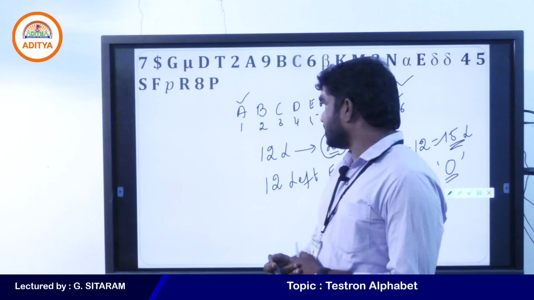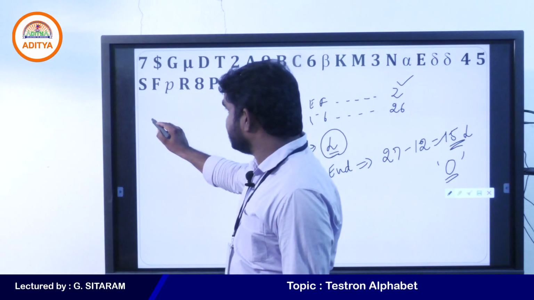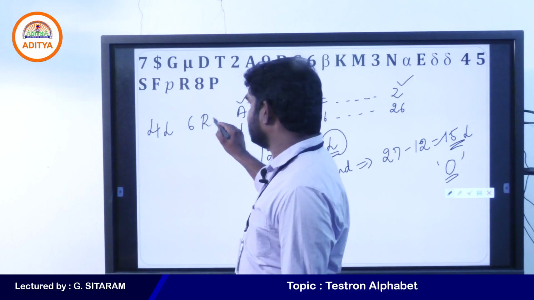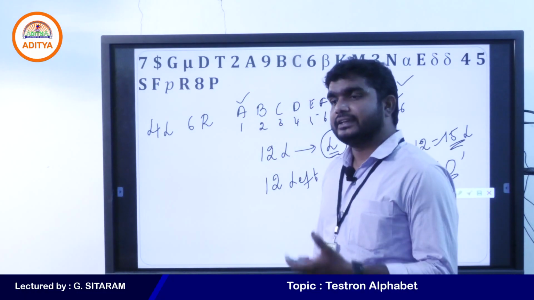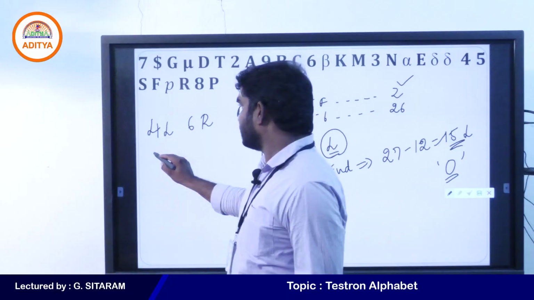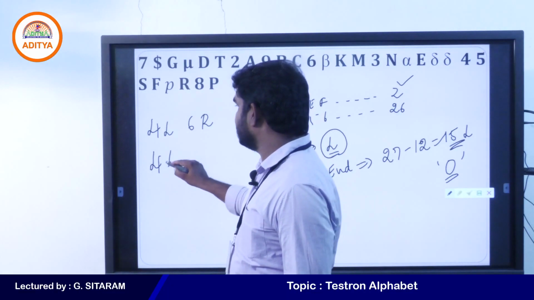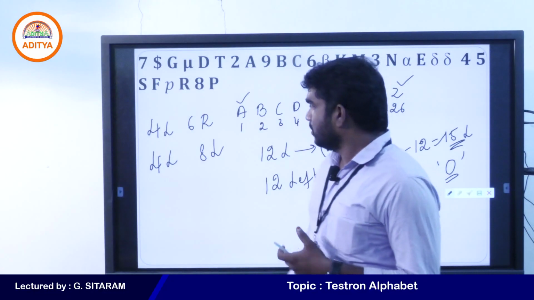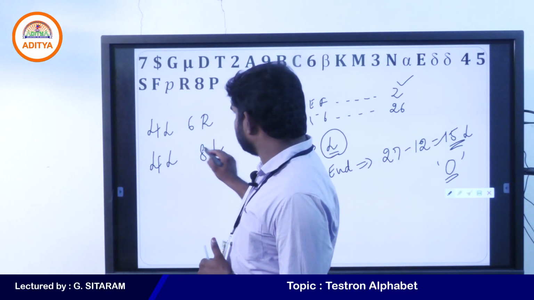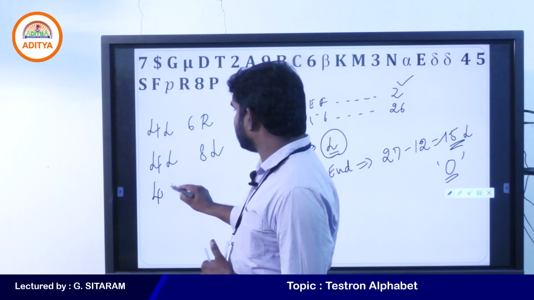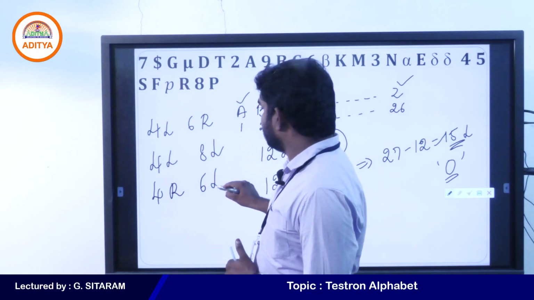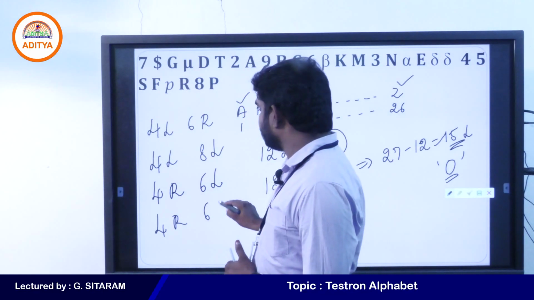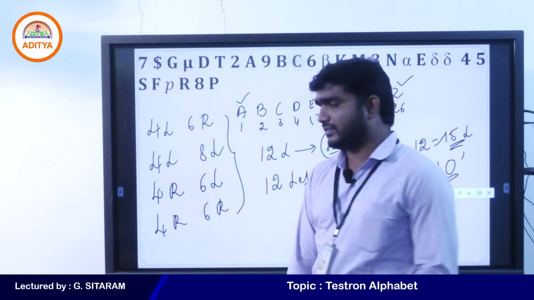Okay? For suppose if the question is like this, 4th to the left of the 6th from the right hand, or 4th to the left of the 8th from the left hand. The questions will be like this. For suppose left, left, left, right, and 4th to the right of the 6th from the left hand, again 4th to the right of the 6th from the right hand. Any questions will be given like this.